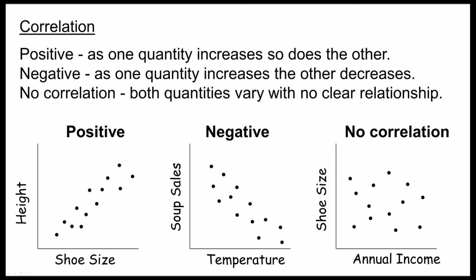There are 3 different types of correlation you need to be able to recognise on a scatter graph. You've got positive, negative and no correlation. They are being displayed on the screen right now.